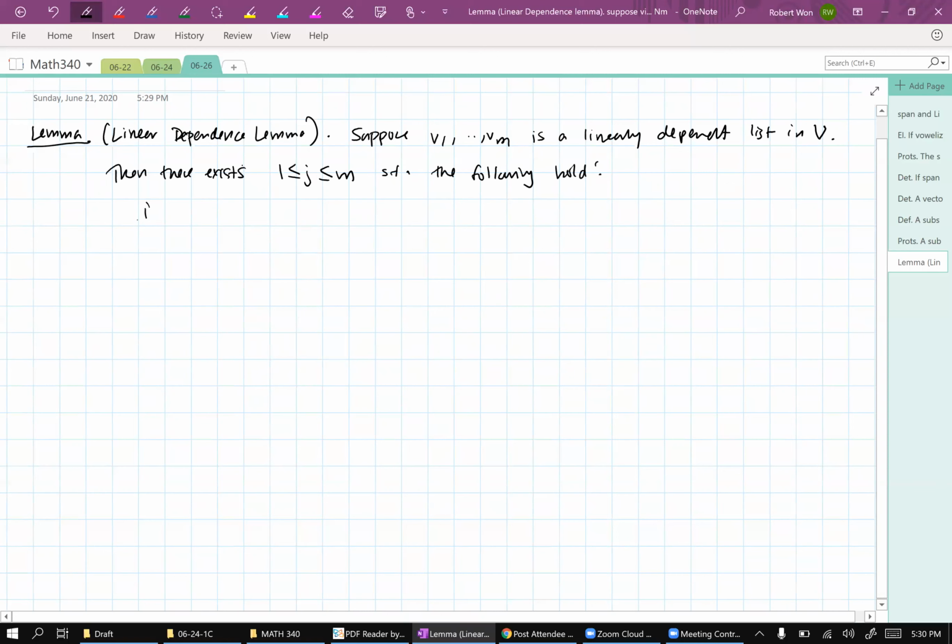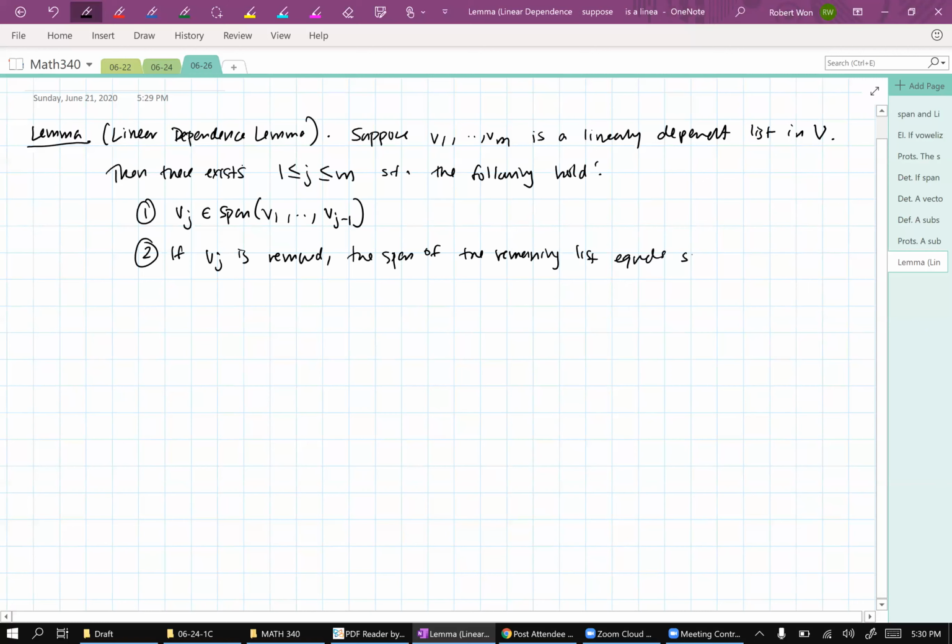One is that vj is in the span of v1 up through vj minus 1. And two, if vj is removed, the span of the remaining list equals the span of the original list.